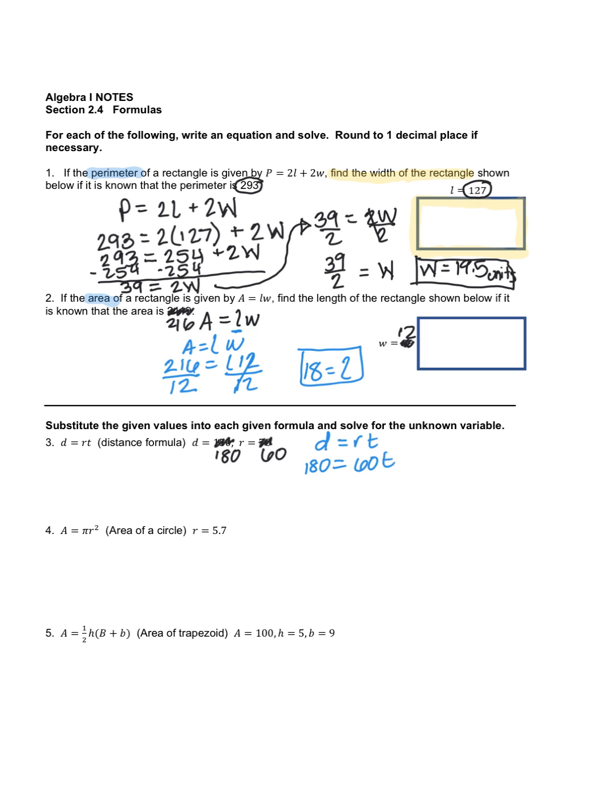Now we have 180 equals 60 times T. Therefore, let's isolate the T. So we have to divide out the 60 on both sides. And we are left with T equals 3 for our answer.